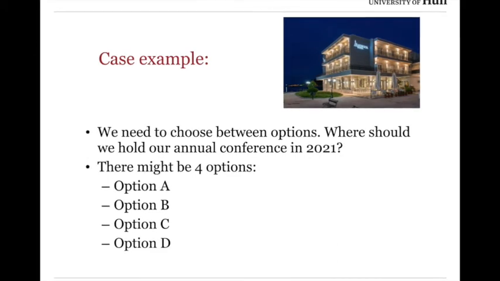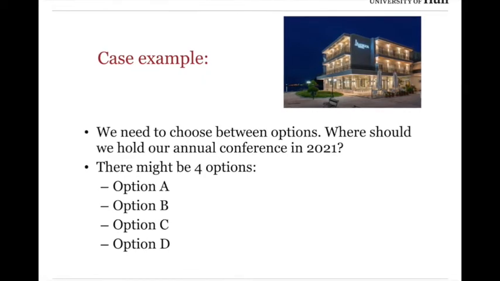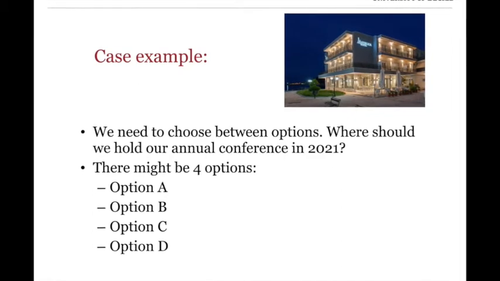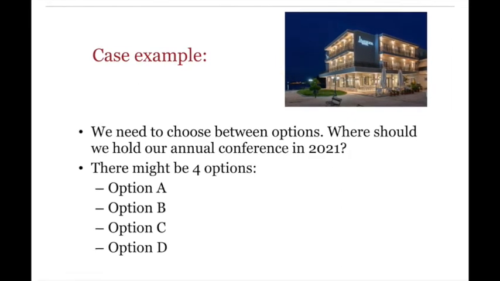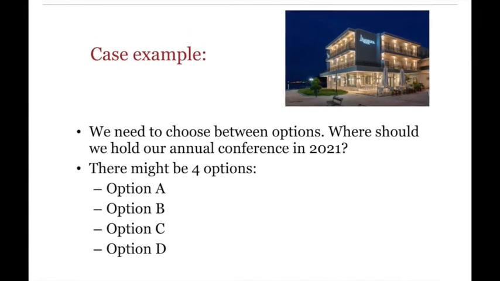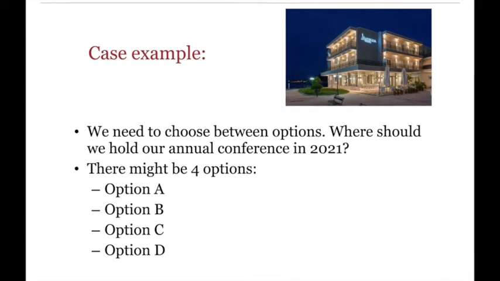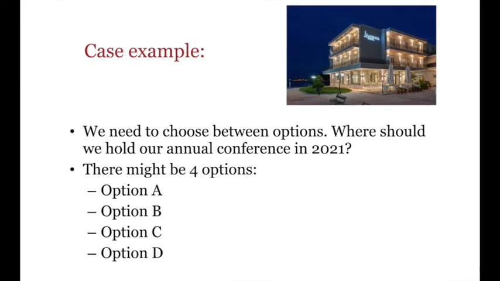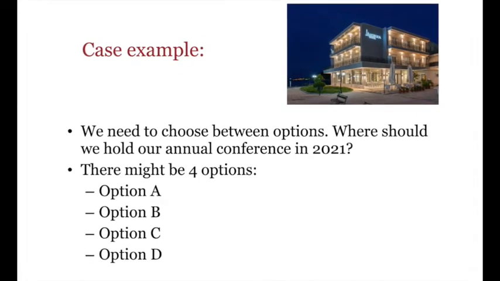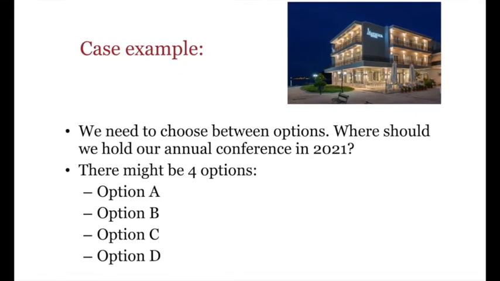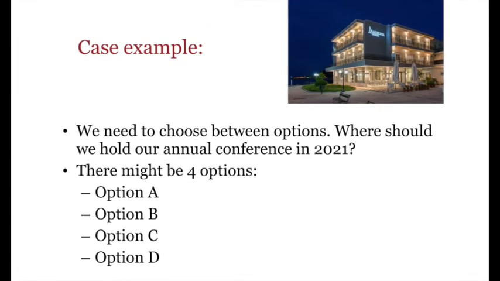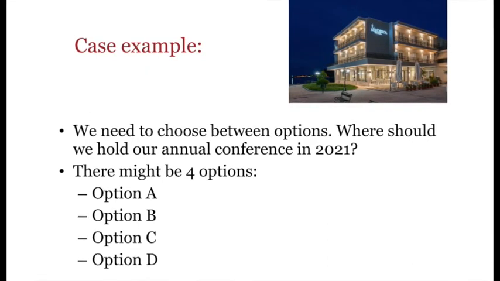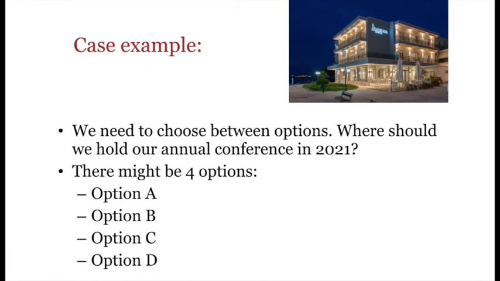So what I'm going to do is think about a case example where we want to choose between a set of options. So let's take a fairly straightforward example, just so that we don't get lost in the details. So let's say that you were holding an annual conference next year in 2021, and you had to make the decision of where to hold that conference. So a relatively straightforward decision, but it's still a decision which involves a number of decision criteria. So let's say we've got four options.